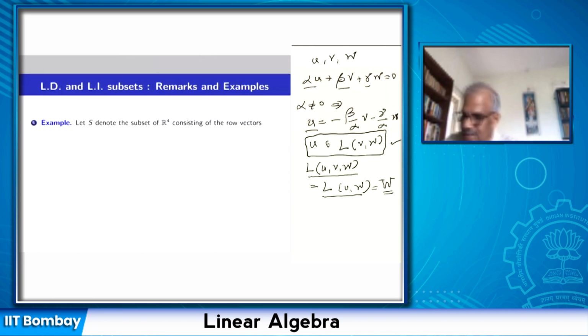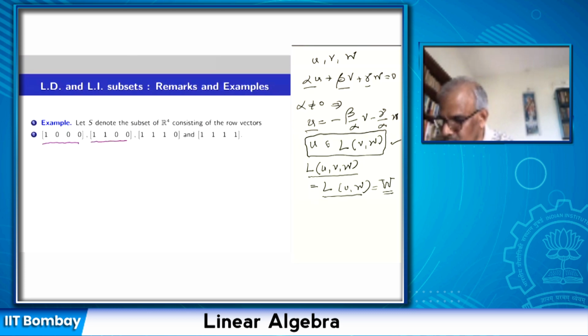Let's look at another example. Let S denote the subset of R4 consisting of the following row vectors. This is my row vector, which is the analog of E1. This is E1 transpose. This is E1 plus E2 transpose. This is E1 plus E2 plus E3 transpose, and this is the transpose of the sum of the 4 basic column vectors. So I have these 4 row vectors.